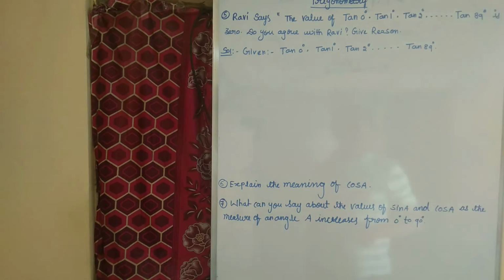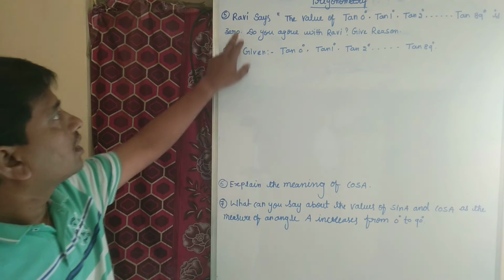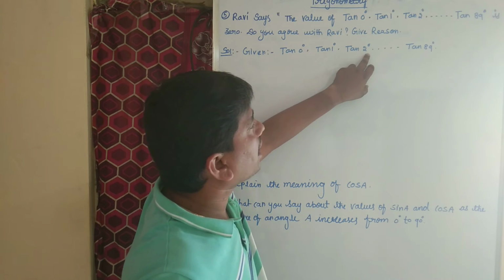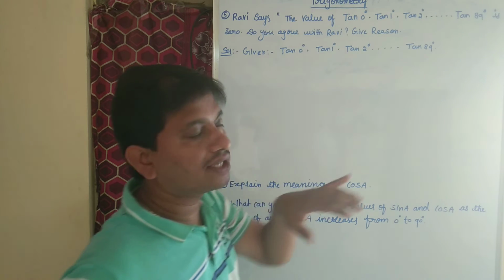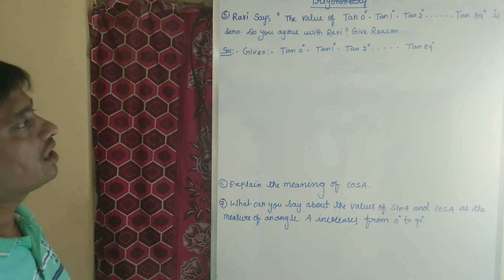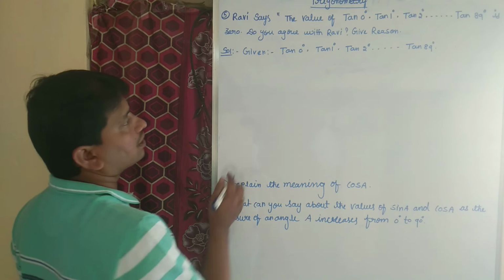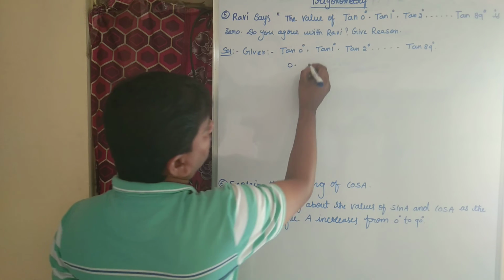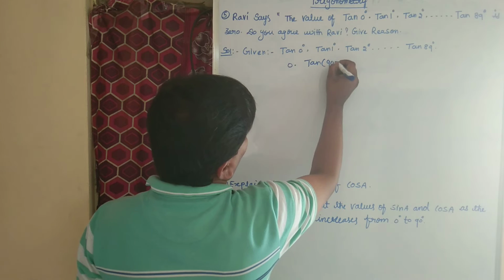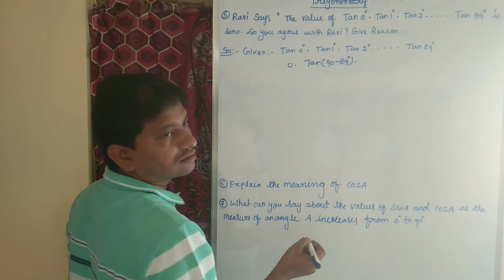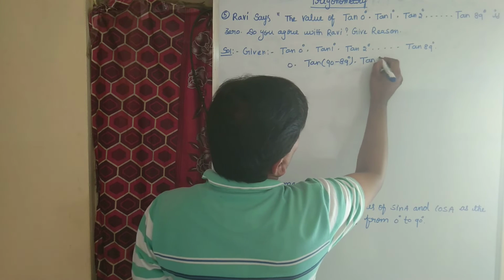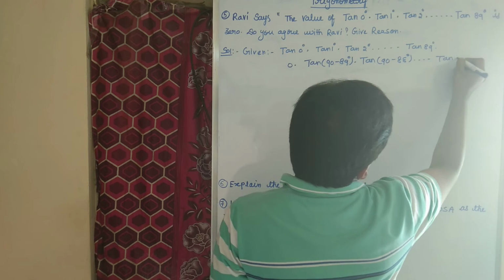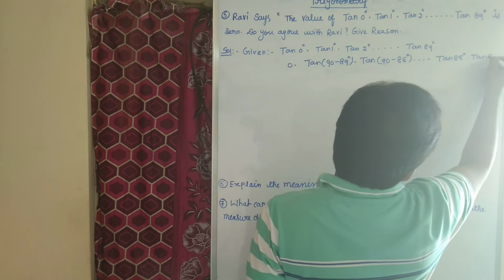Now coming to question number 5. Ravi says the value of tan 0 degrees, tan 1 degree into tan 2 degrees and so on into tan 89 degrees is 0. Do you agree with Ravi? Give reasons. So children, tan 0, we know that is 0. How can I write tan 1? Tan 1 I can write as tan of 90 minus 89, into tan 2 I can write as tan of 90 minus 88, and so on, tan 88 degrees into tan 89 degrees, right?